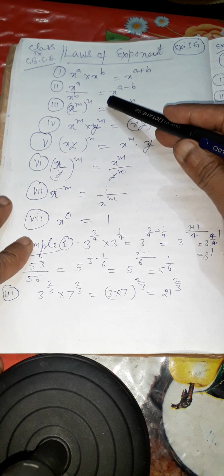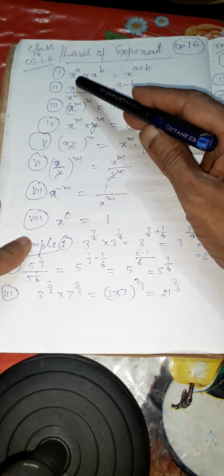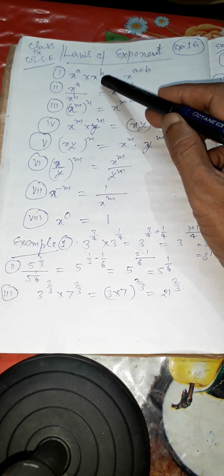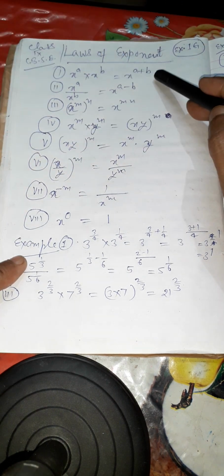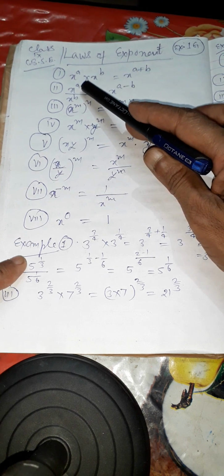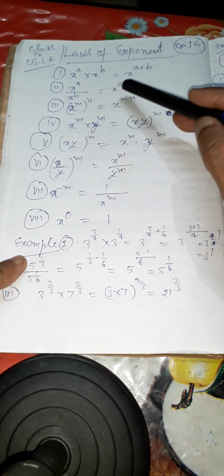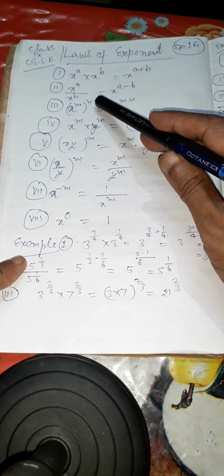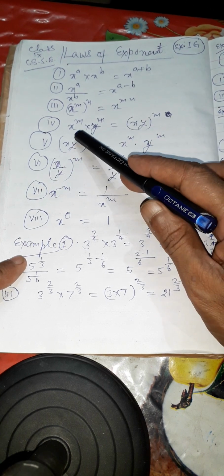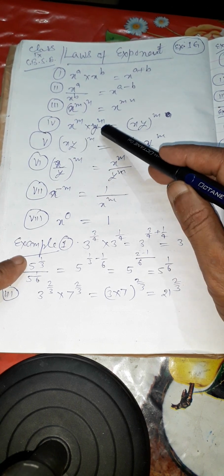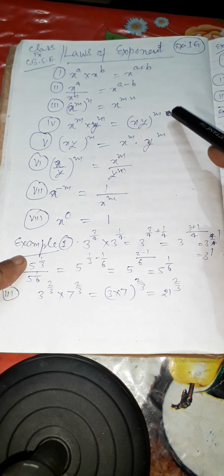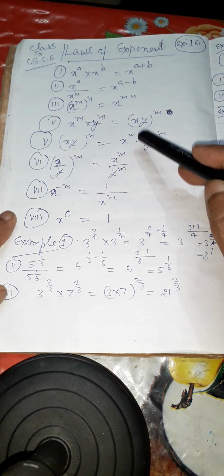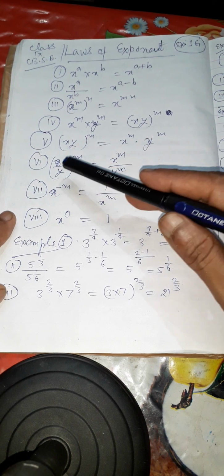So laws of exponents first: x to the power a into x to the power b is equal to x to the power a plus b. Next formula, x to the power a upon x to the power b is equal to x to the power a minus b. Next formula, x to the power m whole to the power n is x to the power mn. Next formula, x to the power m into y to the power m is xy whole to the power m. Xy to the power m means x to the power m, y to the power m.